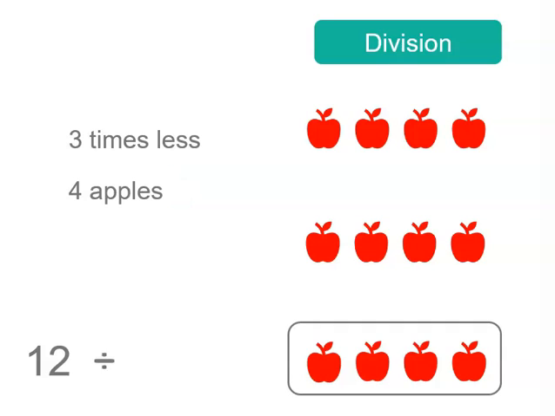And if we think about a number problem, we had 12, we divided by 3 because we shared into 3 groups, and now we've got 4.